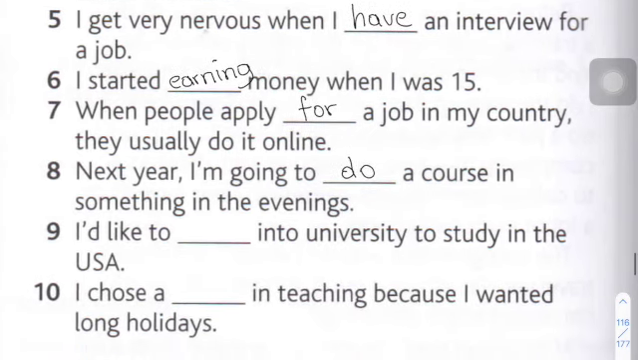Number 9, I'd like to get into university. This is get. I'd like to get into university to study in the USA. And number 10, I choose a career, maybe.